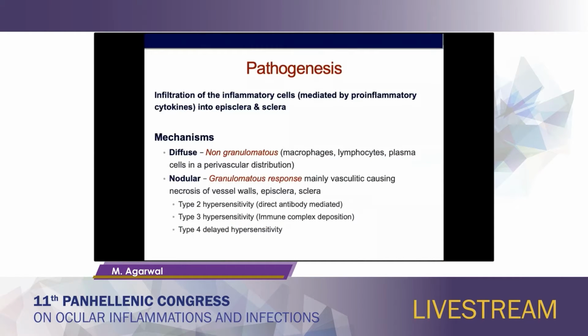So what is the pathogenesis? It is basically the infiltration of the inflammatory cells into the episclera and sclera. The mechanisms can be diffuse, non-granulomatous inflammation. However, in nodular scleritis, it's a granulomatous response, mainly vasculitic. It can also present as type 2 hypersensitivity, type 3 or type 4 delayed hypersensitivity.